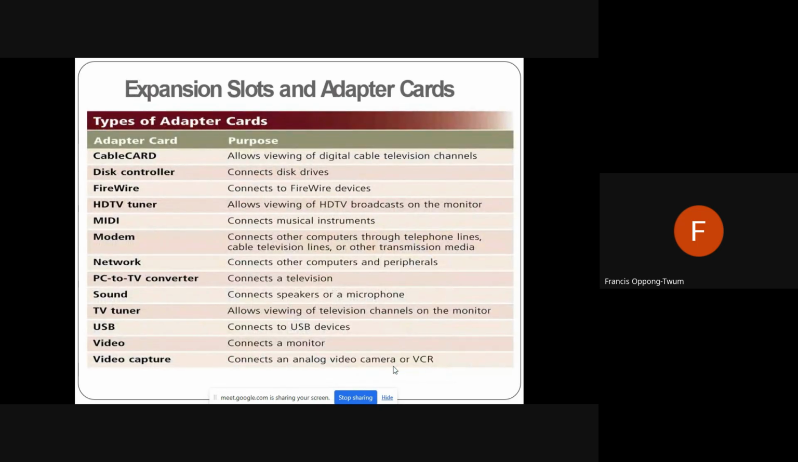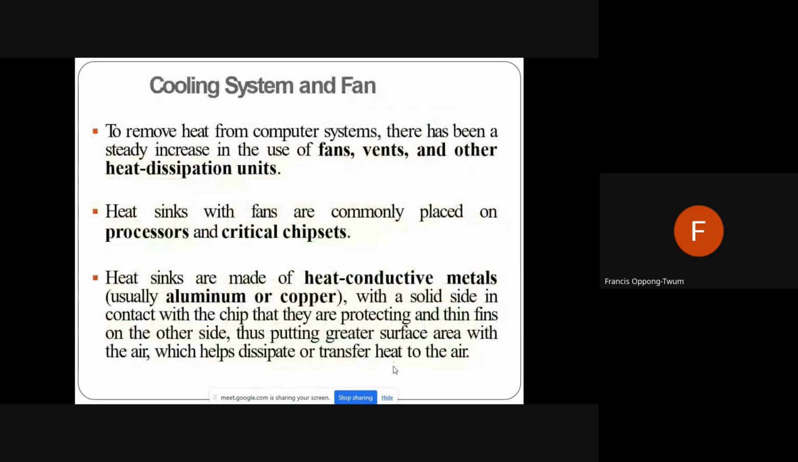Any question on the adapter cards? So among the various adapter cards that we have, there is the cable card, the HDTV tuner, the MIDI, which is for connecting musical instruments, the modem, the network card, the PC to TV converter, the sound card, the TV tuner, the video capture, and so on. It depends on the situation you find yourself in and which type you want to use at any point in time.